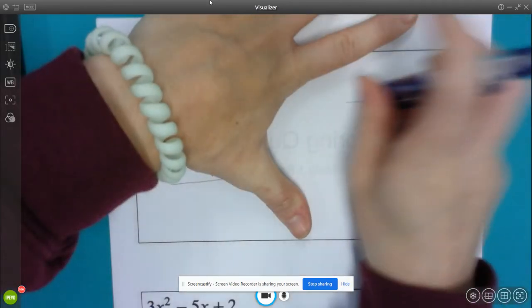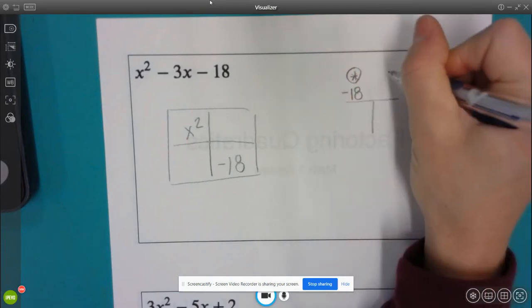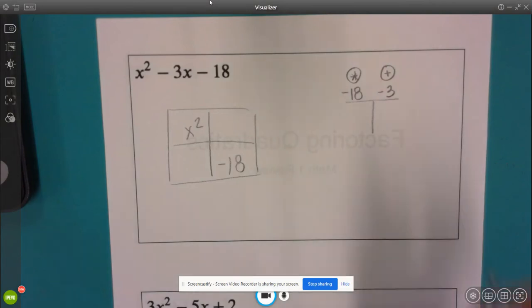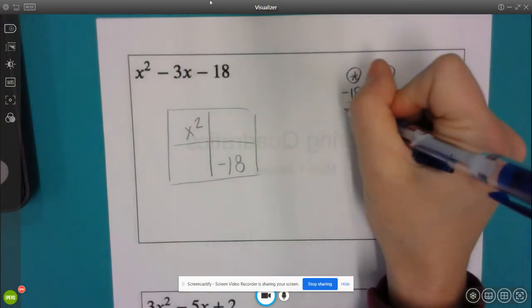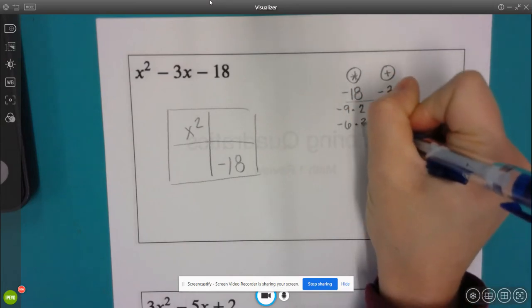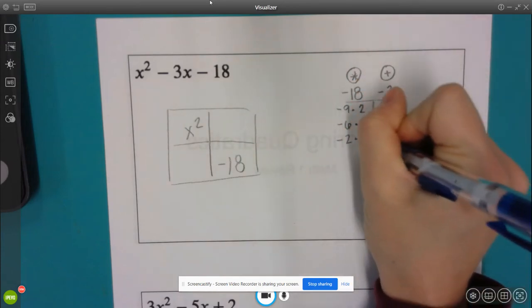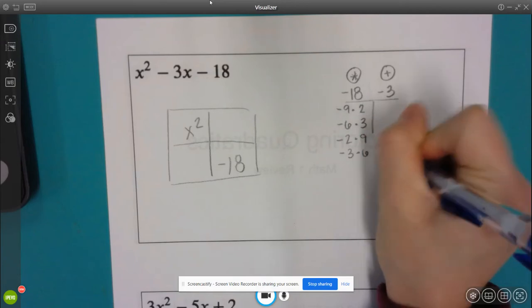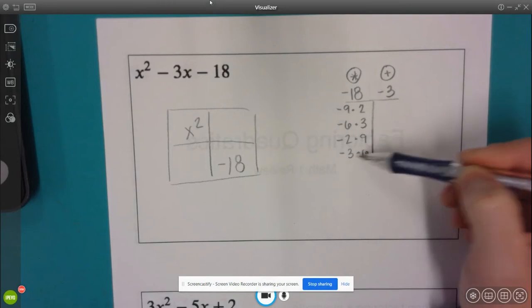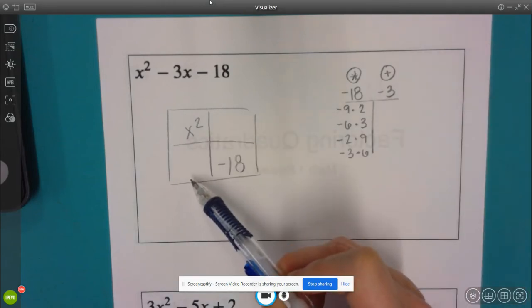And actually, I'm going to rearrange this just a little bit. So when I multiply, I want to get negative 18. But when I add, I want to get negative 3. So my factors of negative 18, I have negative 9 times 2, negative 6 times 3, and then I could do these in reverse. So I could have negative 2 times 9 and negative 3 times 6. So what I'm going to do now is add these two factors together because these are the numbers that are going to go in these corner boxes with x.